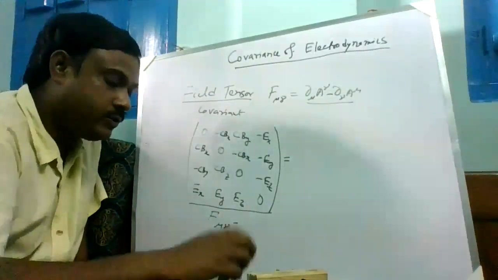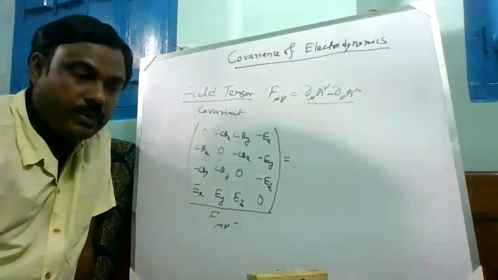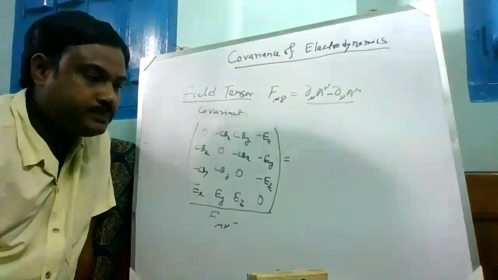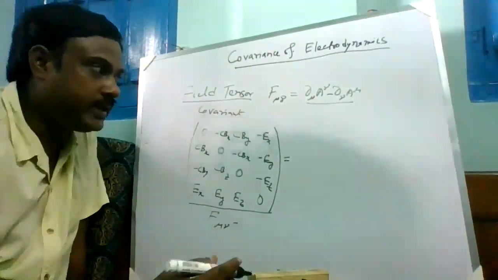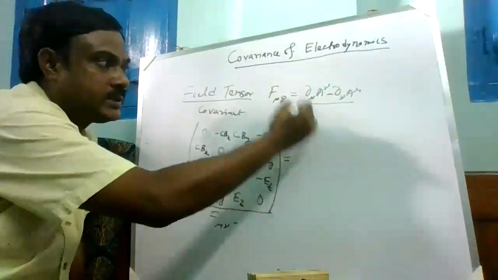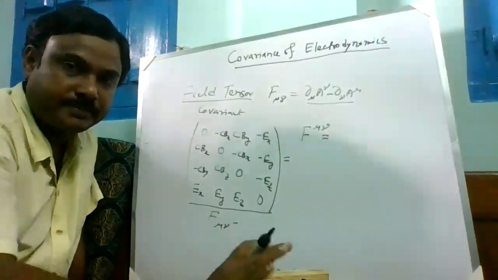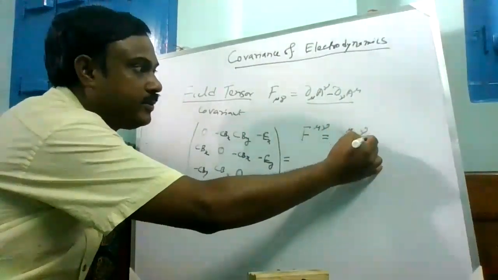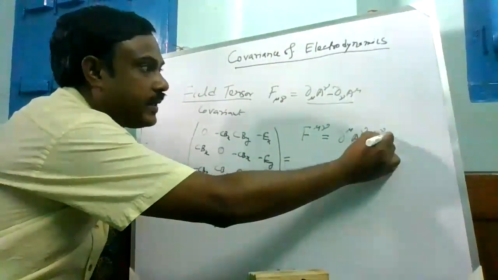Now you can ask why I am expressing it in the field tensor in covariant form. I can express it in contravariant form also. Yes, that is true. The whole derivation can be expressed in contravariant form also. So if you express it in contravariant form F mu nu, then by comparison we can write del mu A nu minus del nu A mu.